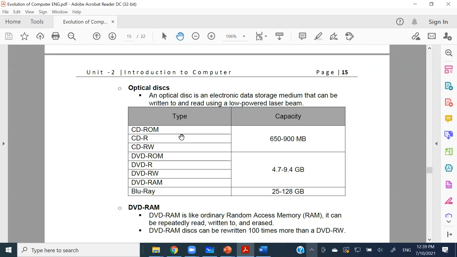And CD-R means CD writable, but only once. So when you take an empty disc, it can be written once, and that's it. So once it is written, it will become a CD-ROM, right?